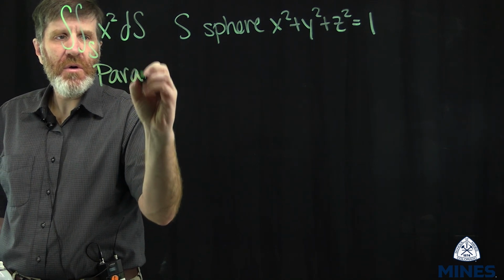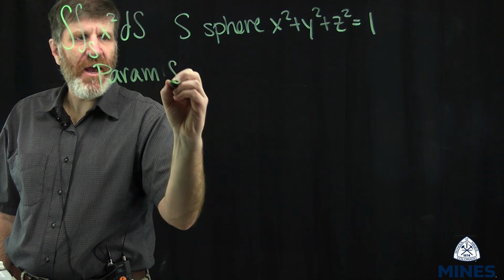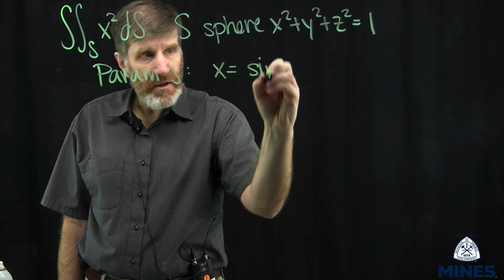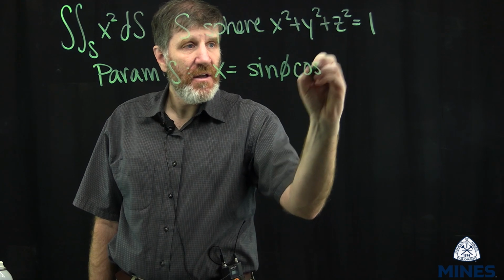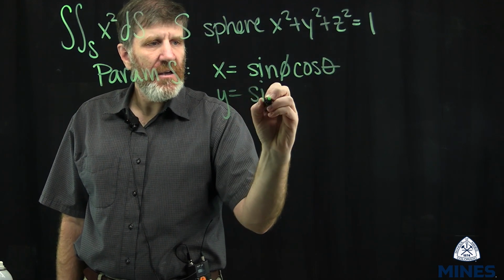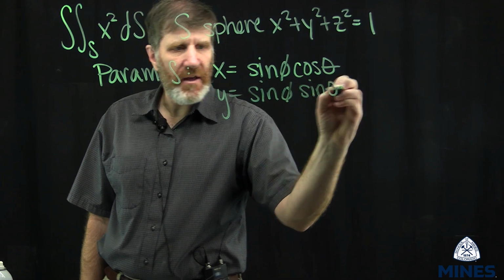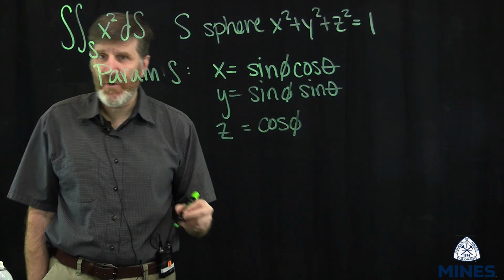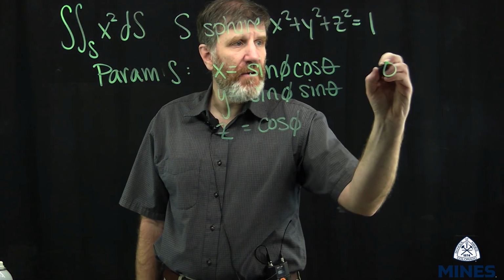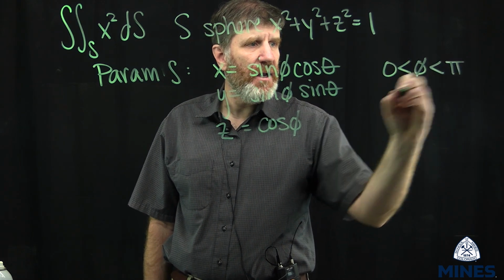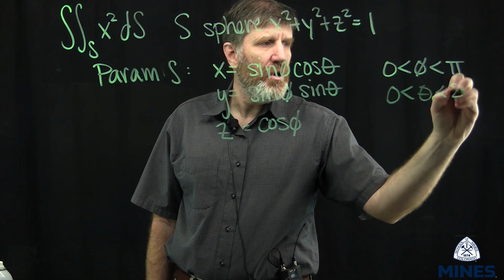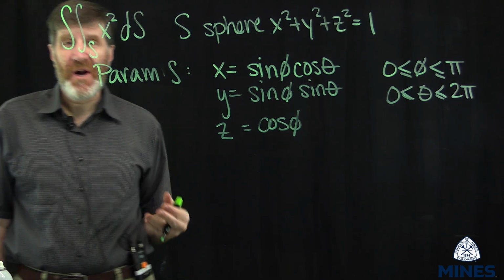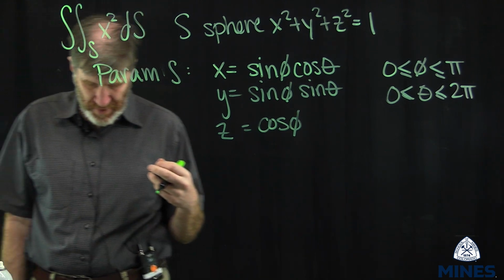So parameterize S, and the parametrization looks like our x coordinate will be sine phi cosine theta, y is sine phi sine theta, and z is cosine phi. This is the parametrization we get from spherical coordinates. We have phi ranging from 0 to pi and theta ranging from 0 to 2 pi for our parameter domains, which are going to become our endpoints of integration. So we need those domains with the surface parametrization.